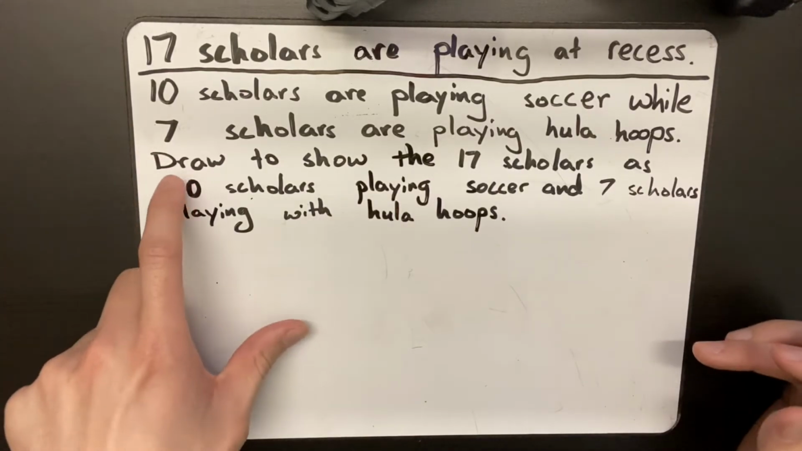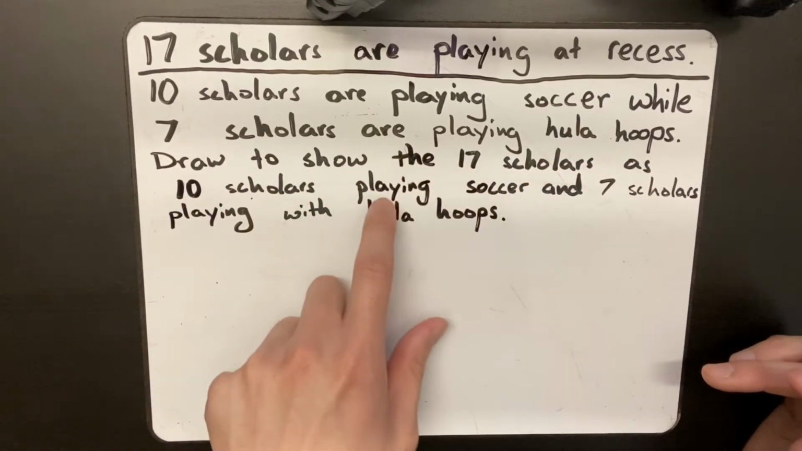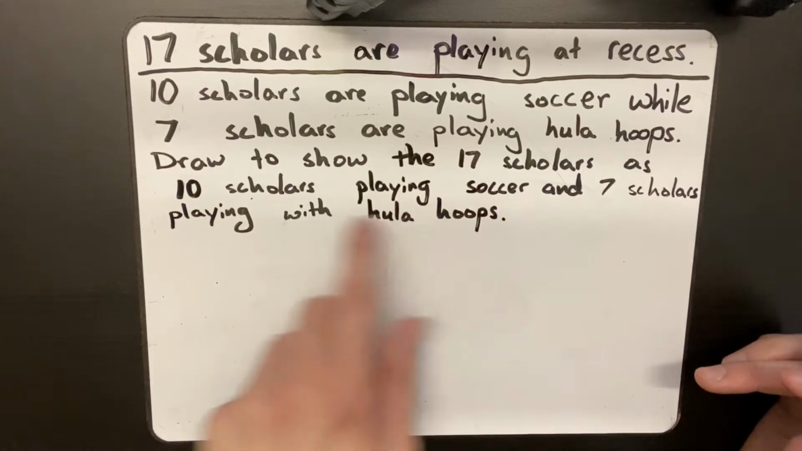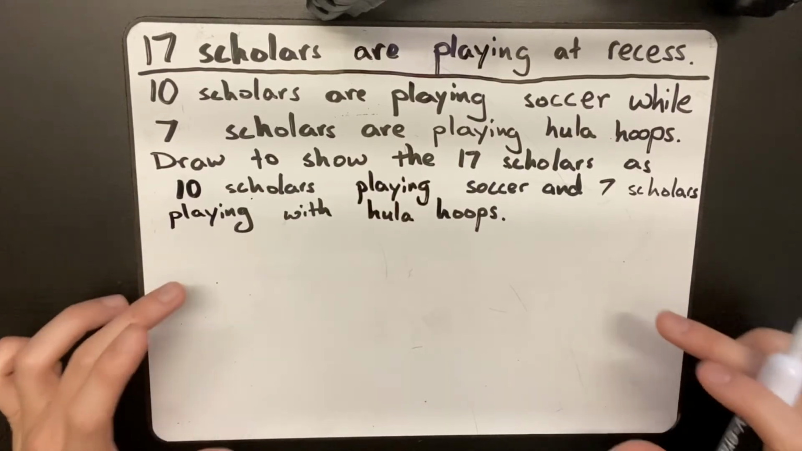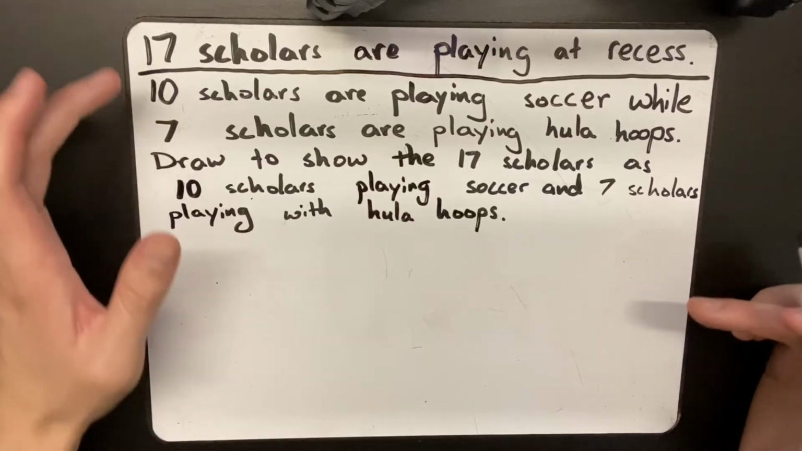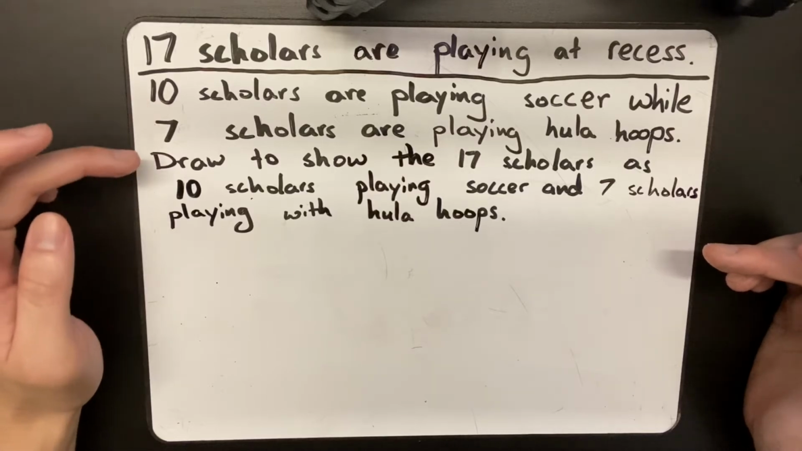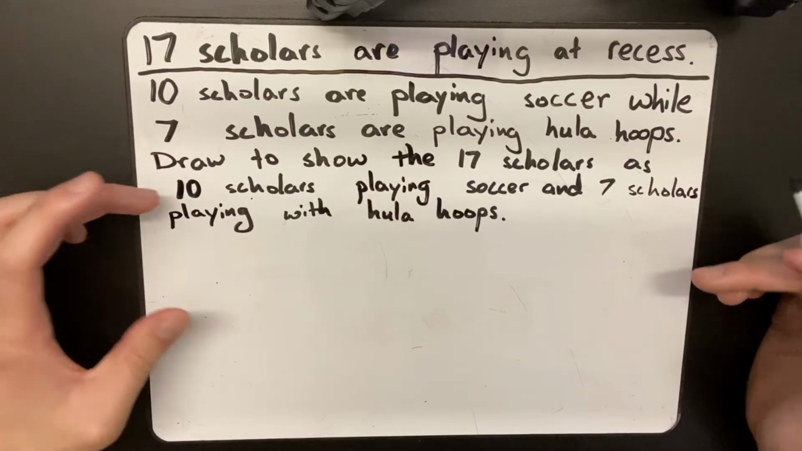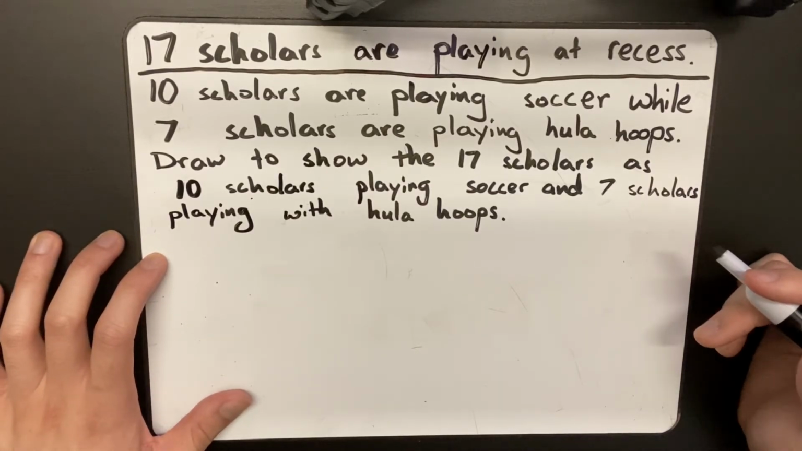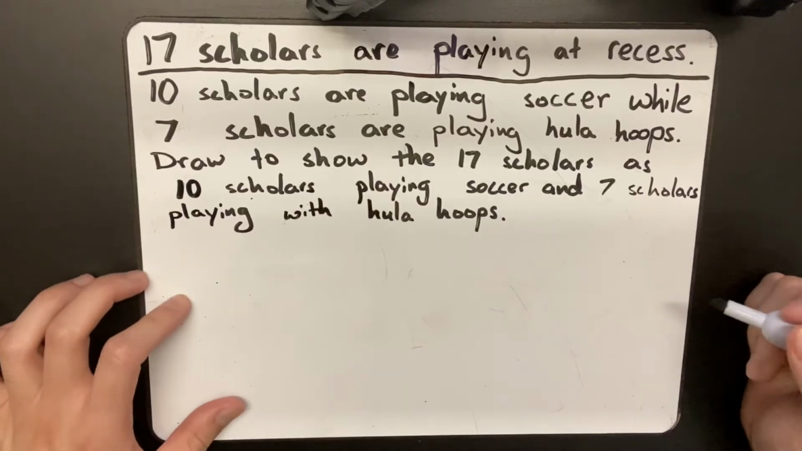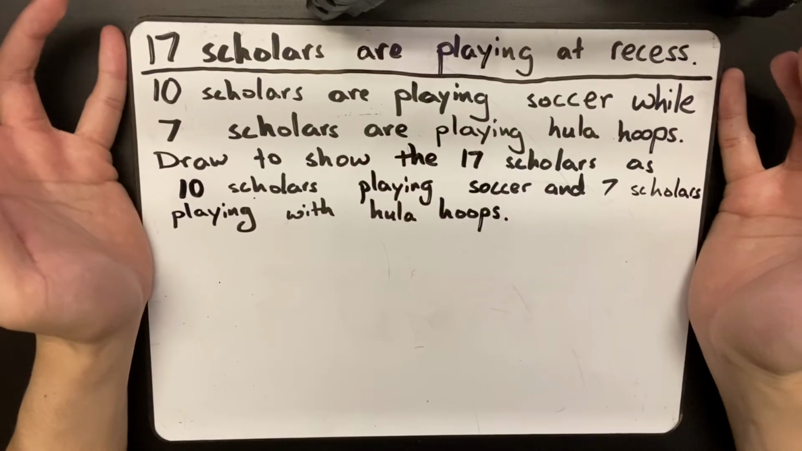Okay, now draw to show the 17 scholars as 10 scholars playing soccer and 7 scholars playing with hula hoops. Okay, so now's the time where you're going to pause that video and draw me that picture. What was the question again? There are 17 scholars playing at recess. 10 of the scholars are playing soccer. 7 of the scholars are playing with hula hoops. Draw me that picture. Okay, so go ahead and pause that video. Alright, if you're at this point of the video, I'm going to say that your picture is done and you drew me this awesome picture of these scholars playing outside.